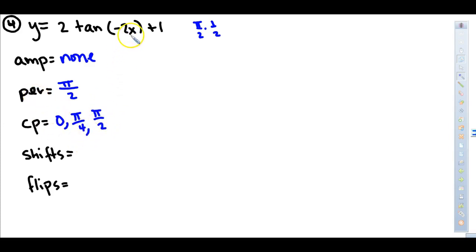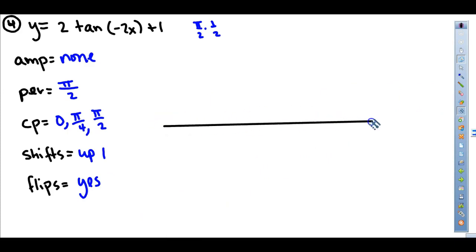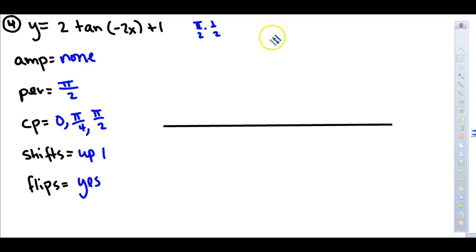Okay. Shifts, there is nothing inside, so no horizontal shifts, but we do have that plus 1 on the outside, so that's going to go up 1. And the flips for tangent do the same thing as sine. So if A or B are negative, then that means you're going to have a flip. So this one's going to flip. So let's see what this looks like.